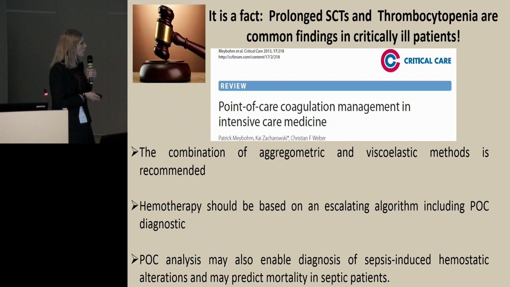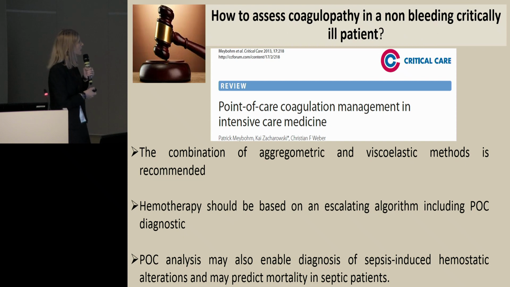We know that we have prolongation of standard coagulation tests. We know that we have thrombocytopenia in critically ill patients. So the question is, how do we assess coagulopathy in these patients if these tests do not help us? The recommendation is to use viscoelastic methods and aggregometry and to base our treatment with blood products on these results.